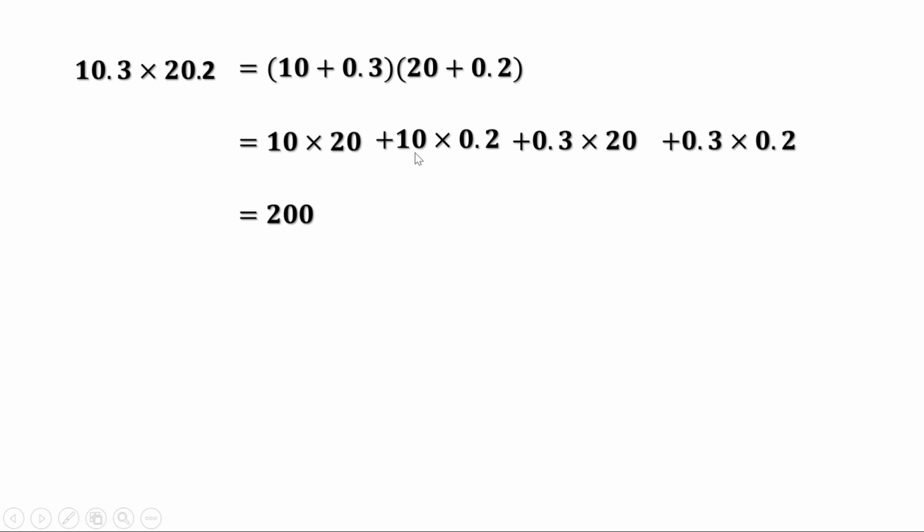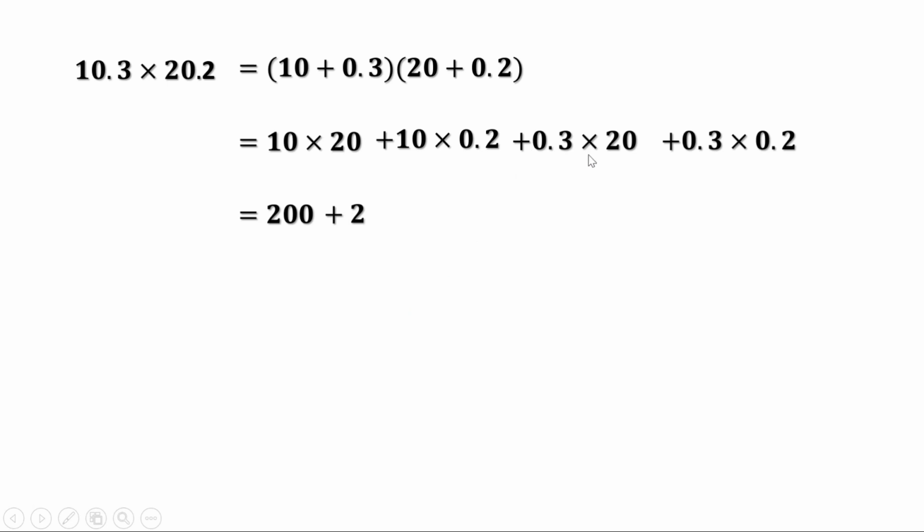How can we multiply 10 and 0.2? First of all, multiply 10 and 2 without decimal point. 10 into 2 is 20. Now in this product, there is only one digit after the decimal point. Therefore, in the product, there should be one digit after the decimal point. After putting the decimal point, we can write it as 2.0 and that is equal to 2. That means 10 into 0.2 is 2.